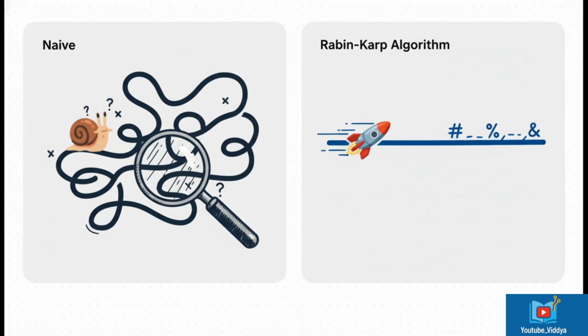A much smarter approach is the Rabin-Karp algorithm. Instead of comparing all the letters, it compares numbers, or hashes, that represent the chunks of text. This is dramatically faster on average. It turns a computational nightmare into a totally manageable task. It's a genius shortcut, really.